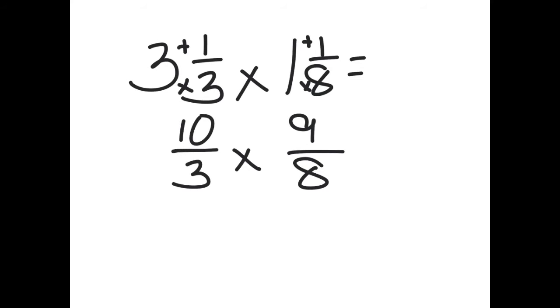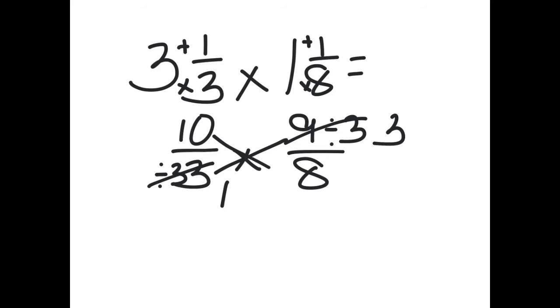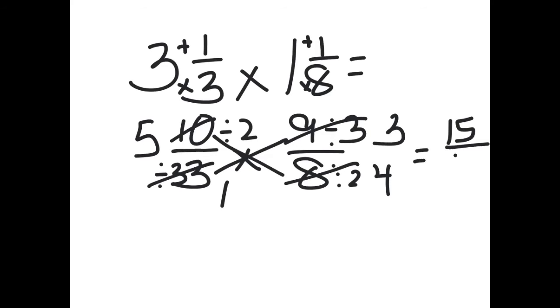I check and see if I can cross cancel, and I'm going to look right here first, and I see that I can divide each of these by 3. 3 divided by 3 becomes 1. 9 divided by 3 becomes 3. Looking this way, 10 and 8 both can be divided by 2. So this becomes 5, and this becomes 4. What I have is 15 fourths.